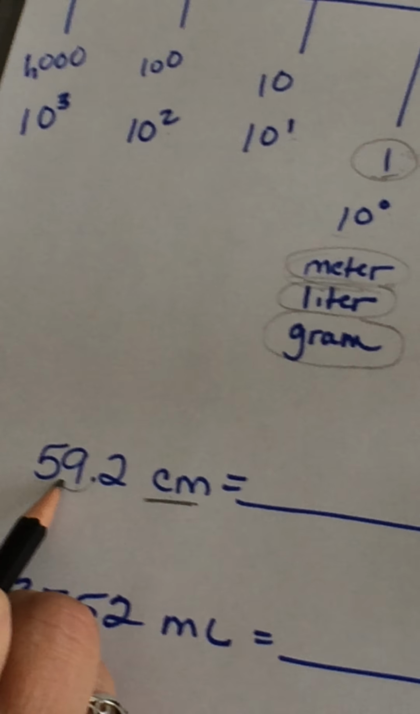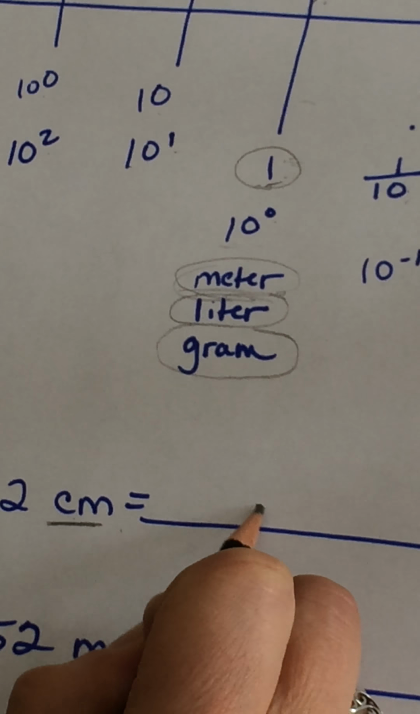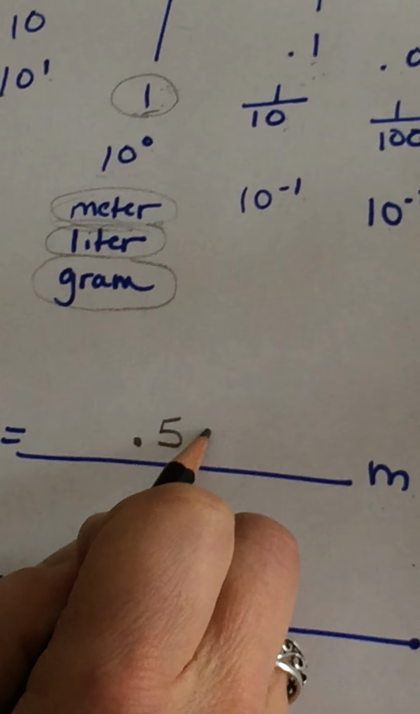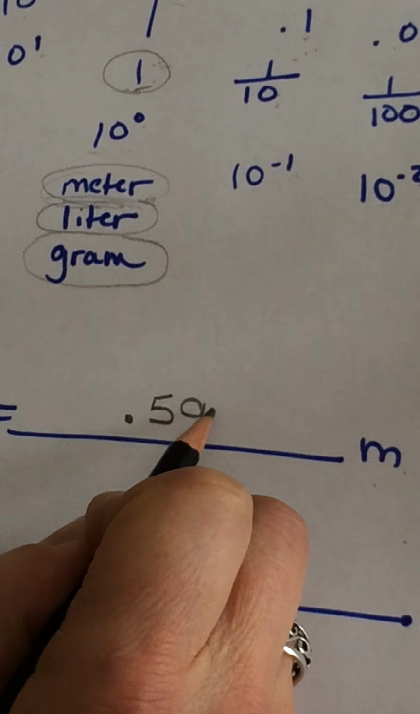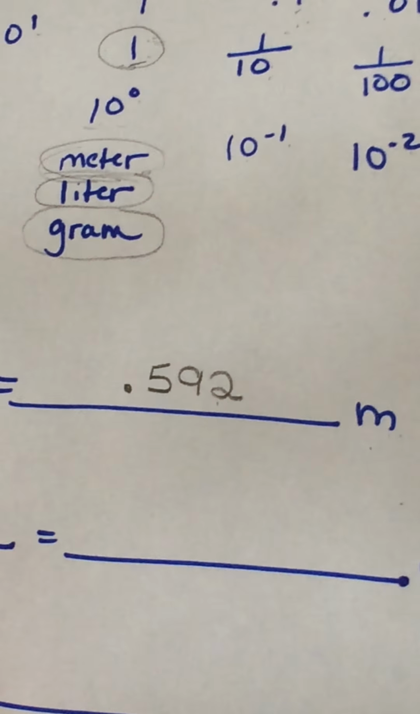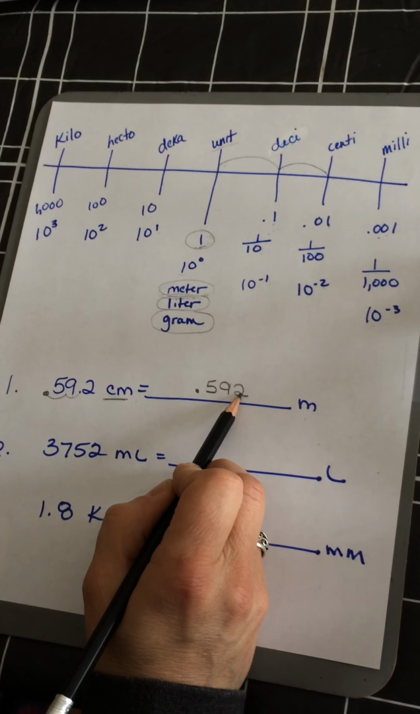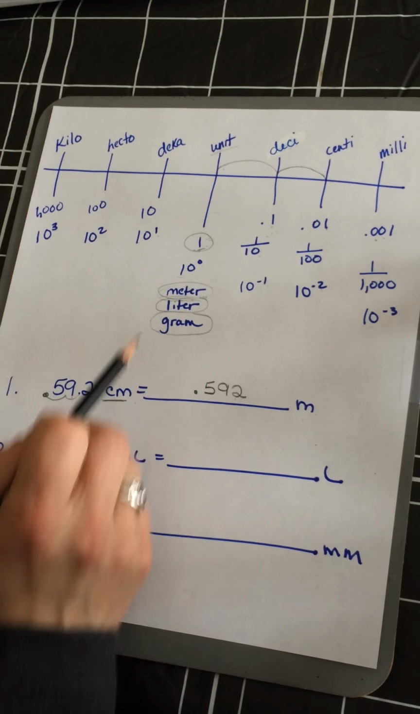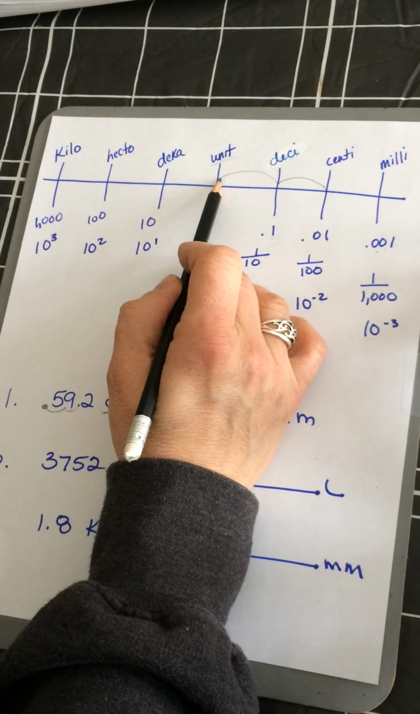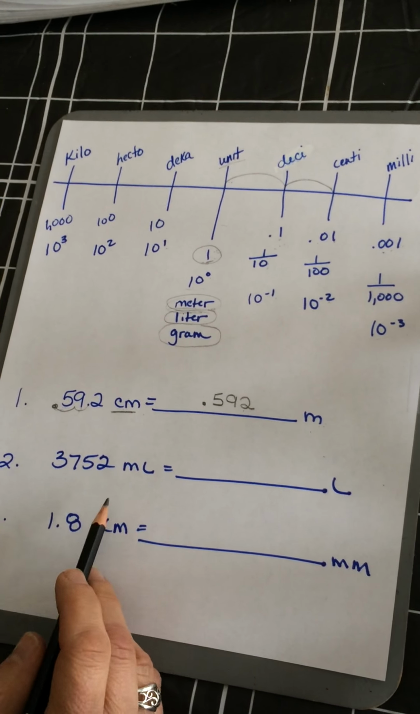I would move my decimal 1, 2 spaces to the left, which I'm going to end up with 592 thousandths of a meter. So 59.2 centimeters is equal to 592 thousandths of a meter. Just since I moved 2 to the left on my graph, I move my decimal 2 places to the left.